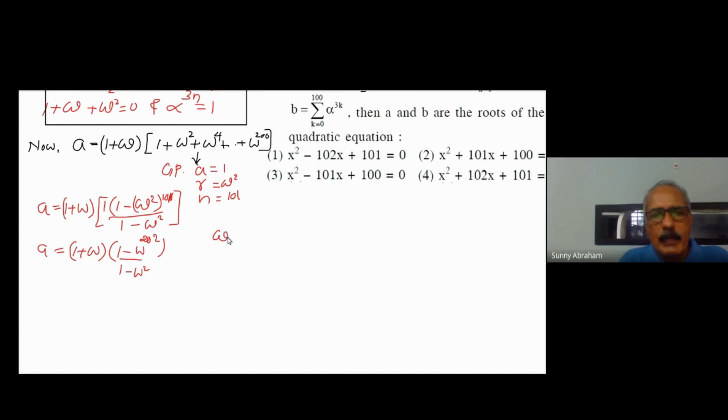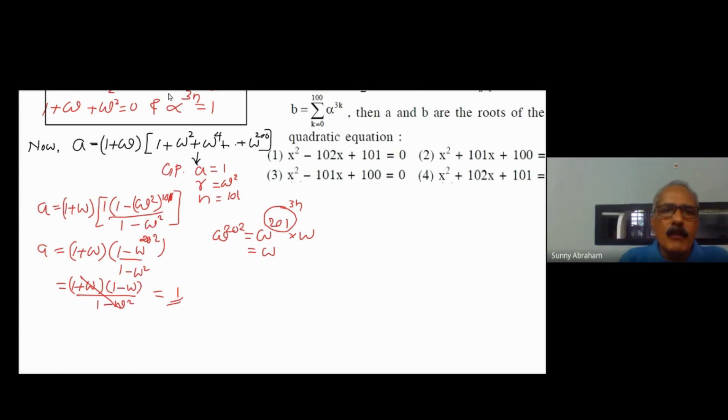Now what is omega raised to 202? That is equal to omega raised to 201 into omega, theory of exponents. 201 is a multiple of 3, so it is 3n, so its value will become 1. So it is omega. So this is (1 + omega) into (1 minus omega) divided by 1 minus omega square. You know (a + b) into (a - b). Cancel. So A is equal to 1. Your A is equal to 1.